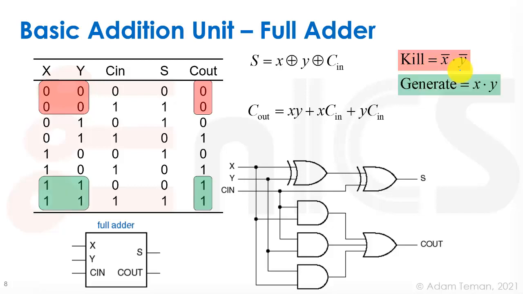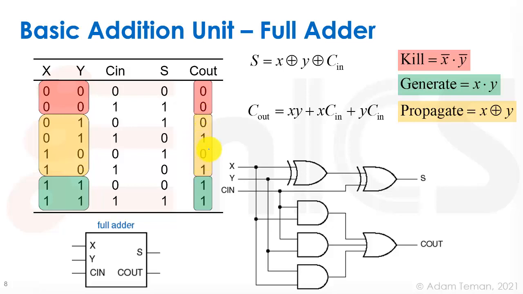Looking at the other side, we get the corollary of that, where if both X and Y are one, independent of what the state of carry in is, we always get a one at carry out. So X and Y generate a carry out independently of the third input, which is carry in. That we call generate, and that's XY. Okay, so what is the middle state over here? The middle state asks, what do we get for carry out if either X or Y is one, but not both of them? So one of these two is one. And the answer is pretty simple.